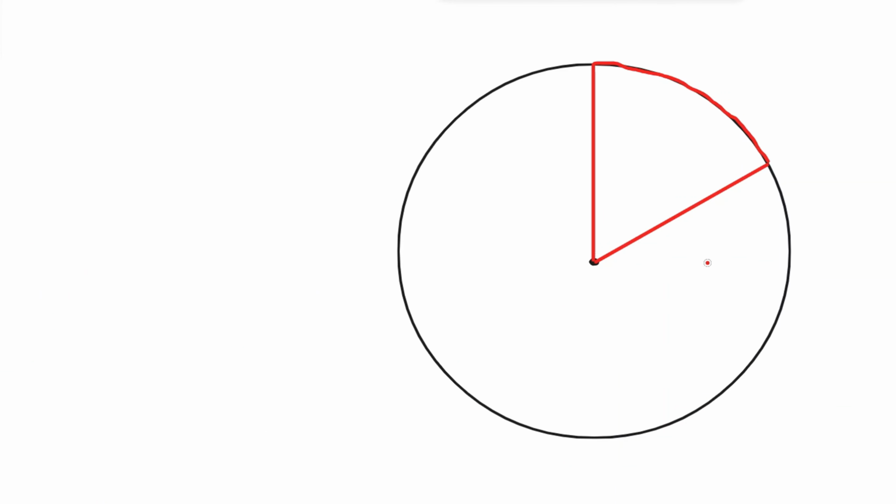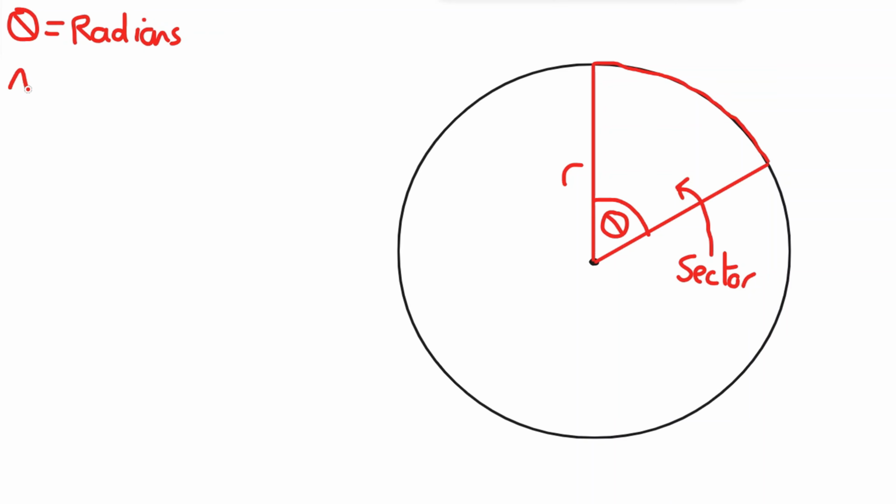Another formula that's really simplified by radians is the area of a sector. So a sector is just a portion of the circle. So this edge here is the arc, as we said, and this whole thing here is the sector. If the radius of the circle is r and this angle here is theta, and if theta is in radians, then the area of the sector is equal to half multiplied by the radius squared multiplied by theta. This isn't given to you in the formula booklet, so you'll have to remember it.